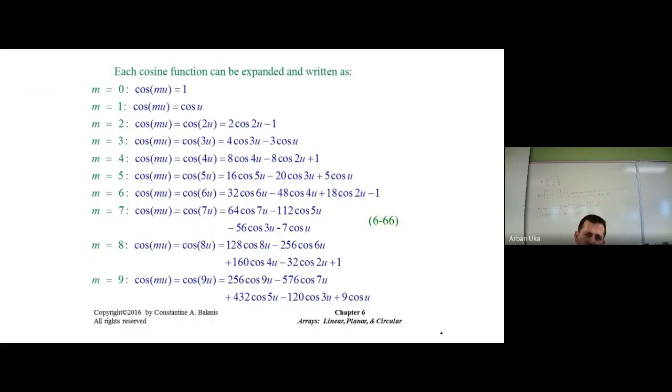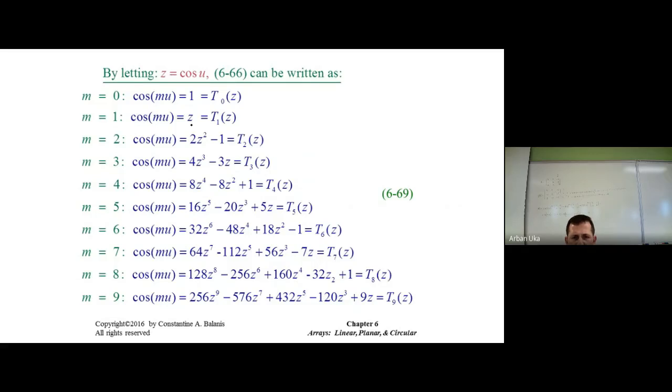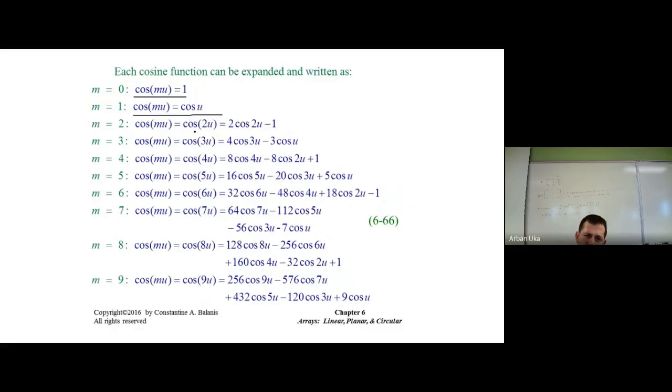So now these cosine functions can be expanded, as we said. So this is cosine mu. This can have a coefficient of 1. This is going to be cosine u. But there is a mistake here. The cosine 2u, in fact, should be described as cosine square u. Okay, don't read this as 2. So that's a mistake in these slides.